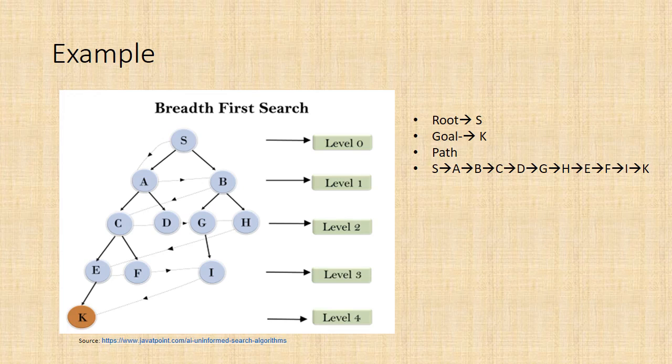Consider the tree structure. We have shown the traversing of the tree using the BFS algorithm from the root node S to goal node K. The BFS search algorithm traverses in layers, so it will follow the path shown by the dotted arrow, and the traversed path will be: we start at the root node S and go to nodes A, B, C, D, G, H, E, F, I, and finally the goal node K.